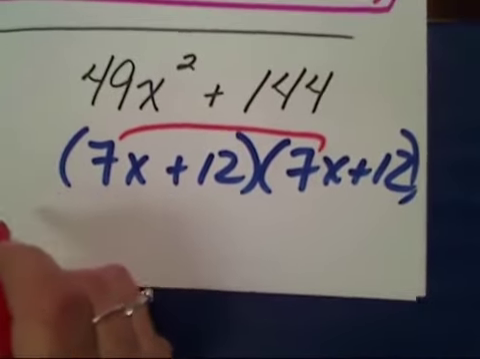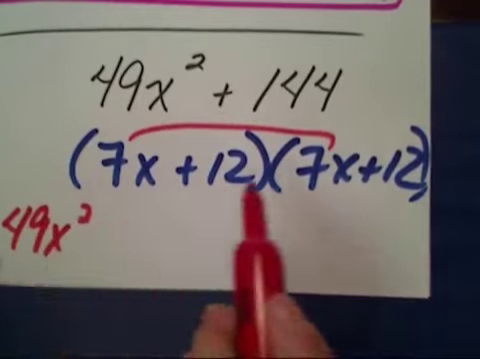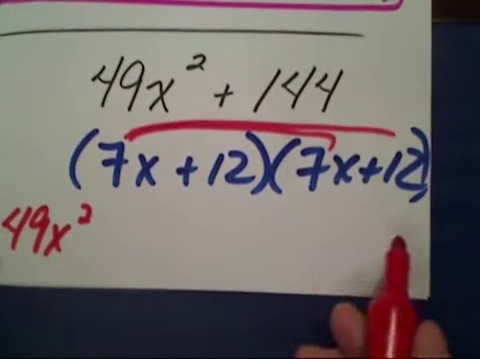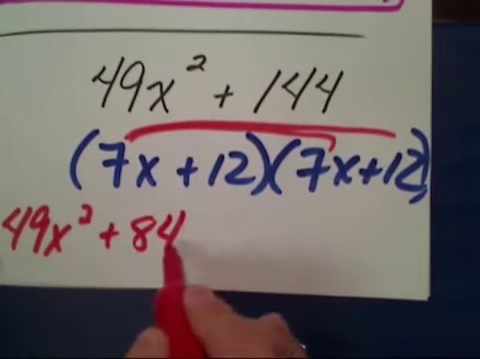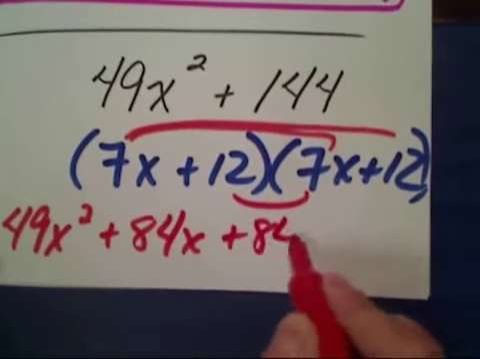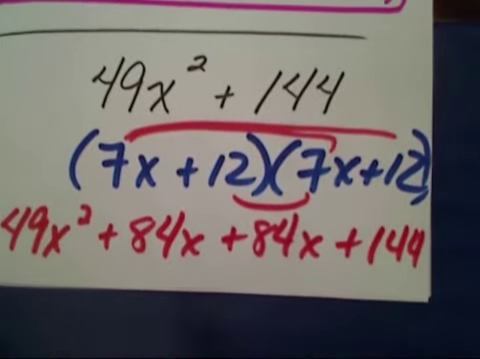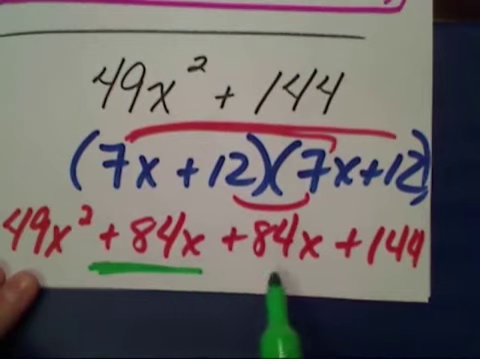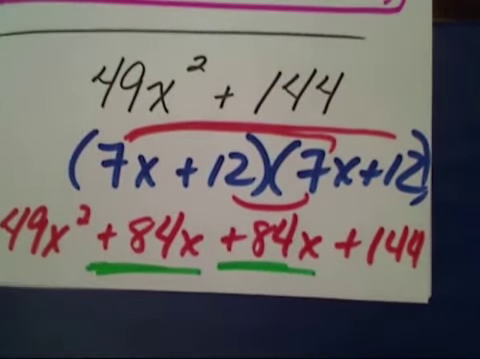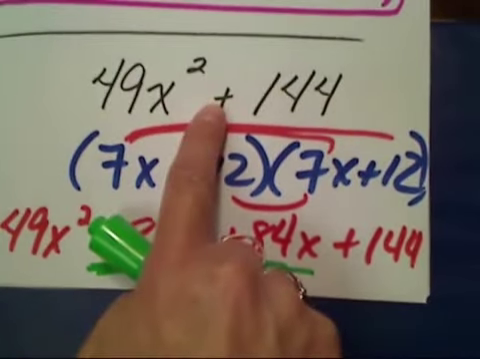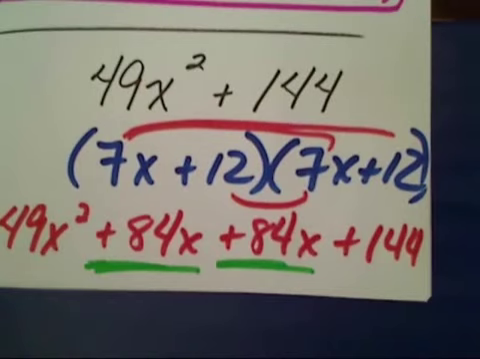Well, that gives me my 49x squared. The outside I have 7 times 12 is 84x. Inside I have another one of those, and then I have my 144. Now be careful. Do your middle terms cancel out in this case? Does 84x plus 84x make 0? No, this is adding. They're both positives. 84x plus 84x is 168x. It does not give me 0x. So this is not factored correctly.